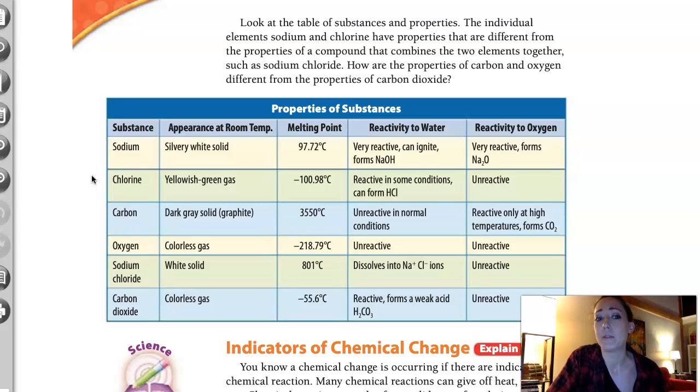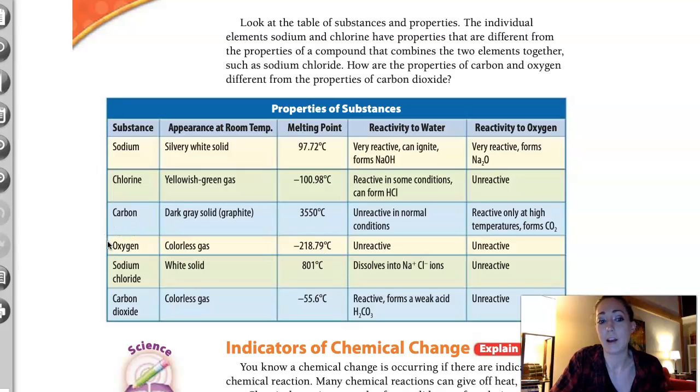How are the properties of carbon and oxygen different from the properties of carbon dioxide? Okay, so we can see sodium, chlorine, carbon, oxygen. Yet when sodium and chlorine join together into sodium chloride, they become a white solid. They'll dissolve. They're unreactive. Look at what happens to the melting point versus when those two combine.